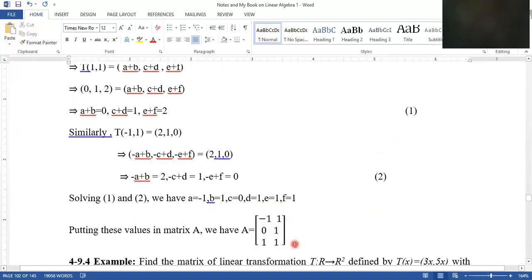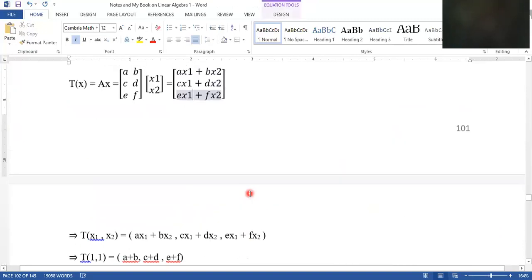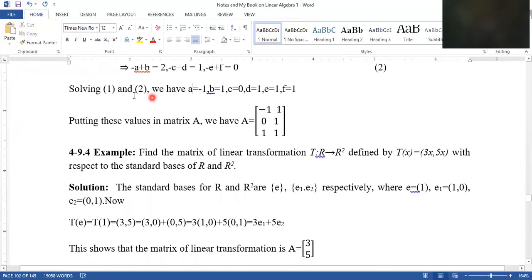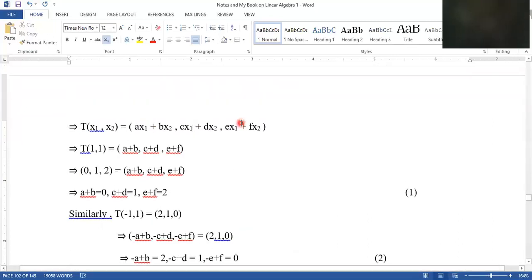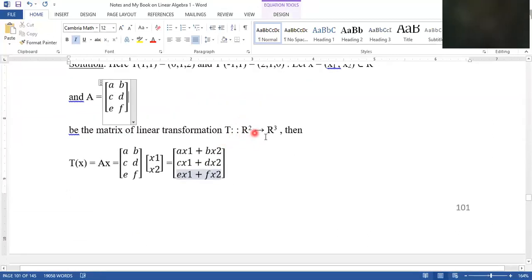We have to put all these values in our matrix, which we took as a general matrix, in order to predict it. So with the help of this calculation, we completely determine the matrix A having six values. So this is the matrix of the transformation corresponding to this linear transformation.